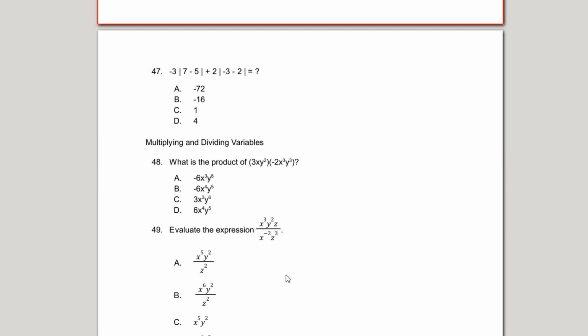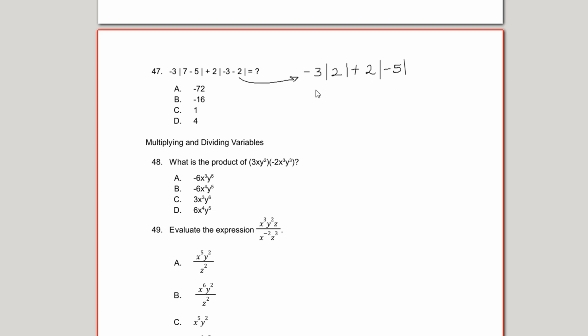Question 47. Same way, we're going to evaluate all of this. I like to rewrite and work through each one. So I've got a negative 3 on the outside. Absolute value of 7 minus 5 is 2. Absolute value plus a 2 times the absolute value. Negative 3 minus 2 gives me a negative 5.